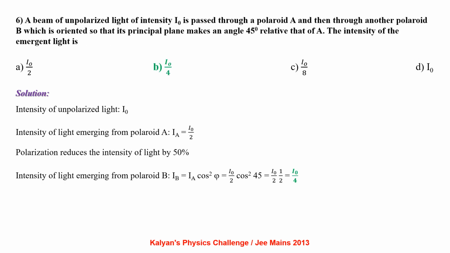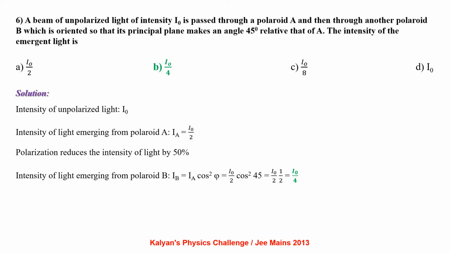A beam of unpolarized light of intensity I0 is passed through a Polaroid A and then through another Polaroid B, which is oriented so that the principal plane makes an angle 45 degrees relative to that of A. The intensity of the emergent light is? Intensity of unpolarized light I0.